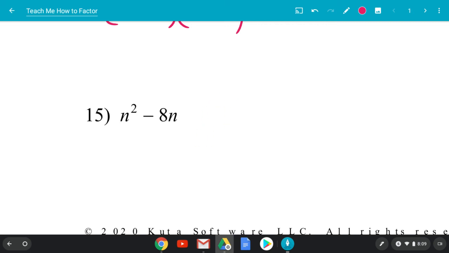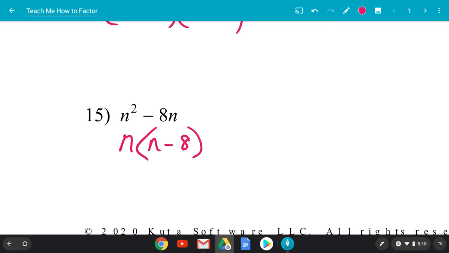There's a GCF. There's an N in both of these. So I can just pull out an N. N times what gets me N squared? N. N times what gets me negative 8N? Negative 8. Get it? That's a little trickery right there on you, okay?